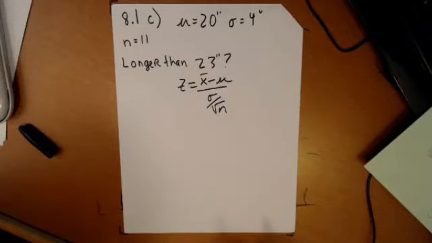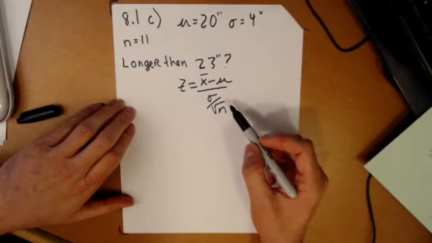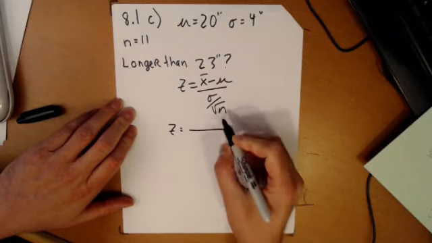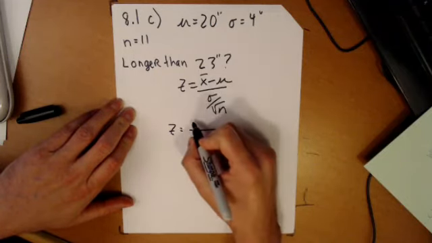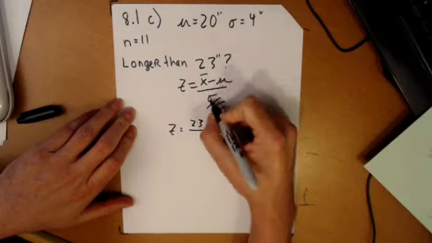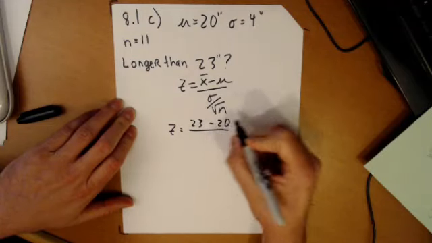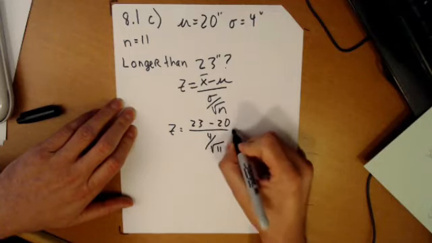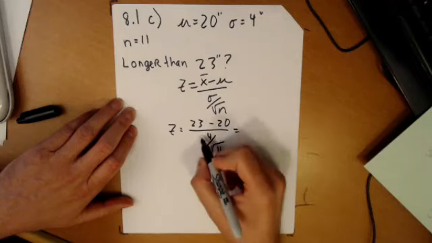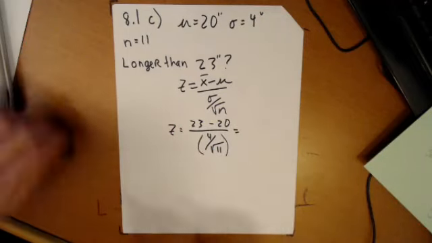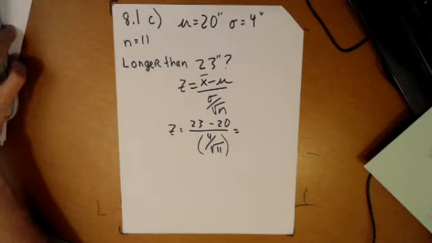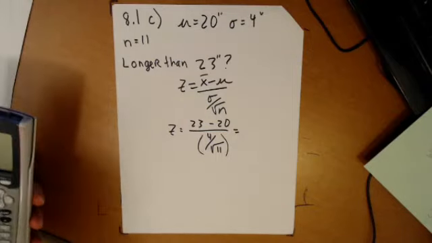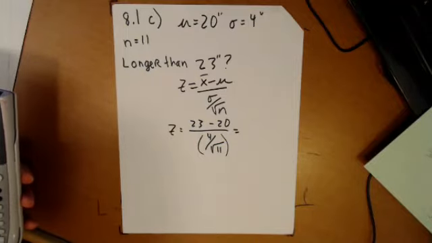Okay. So let's see. Here's our Z formula. So just like on the last test, let me just plug things in. The X bar, that would be the 23. The mu and the sigma always given. And the sample size is 11. Okay, now I might put the bottom in parentheses just so I don't mess it up. So 23 minus 20, all divided by 4 divided by root 11.